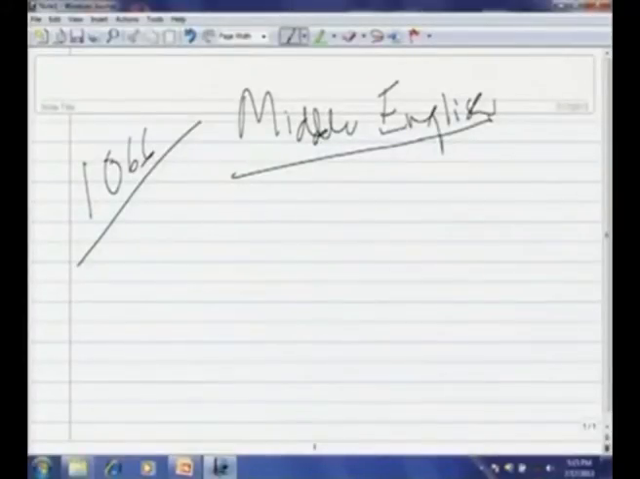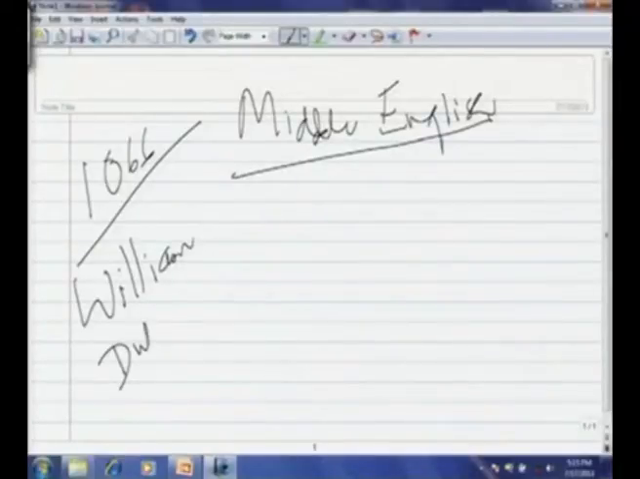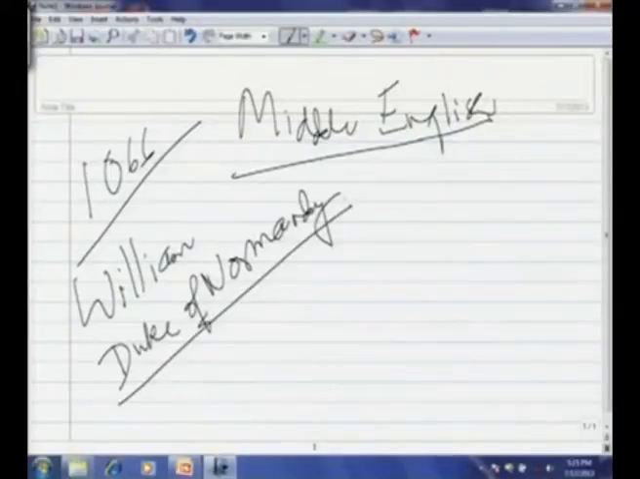1066 is the date when William, who was the Duke of Normandy, the Duke of Normandy. Normandy is a part of modern France, and William was then the Duke of Normandy. In fact, the people in that part of France preferred to call themselves the Normans.